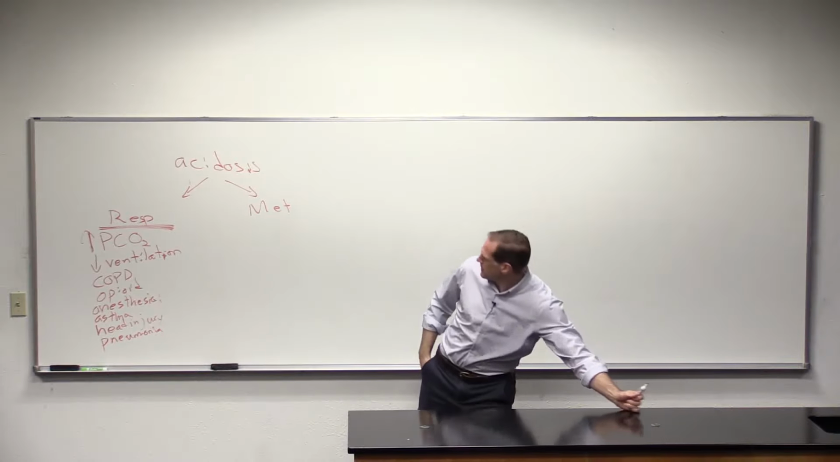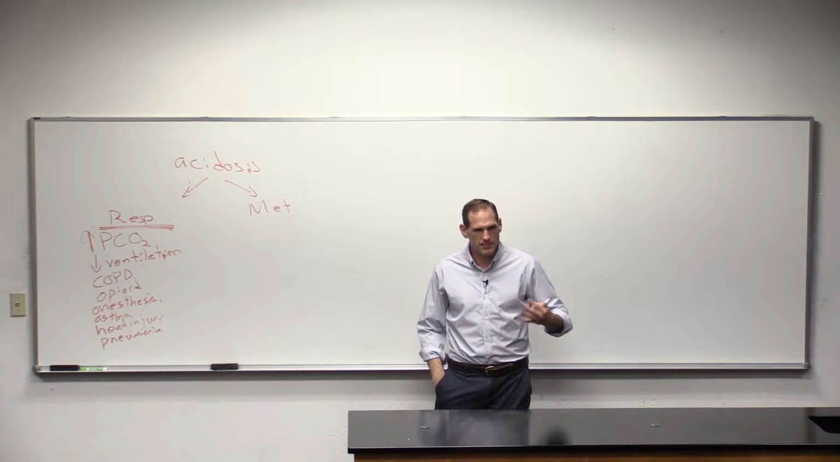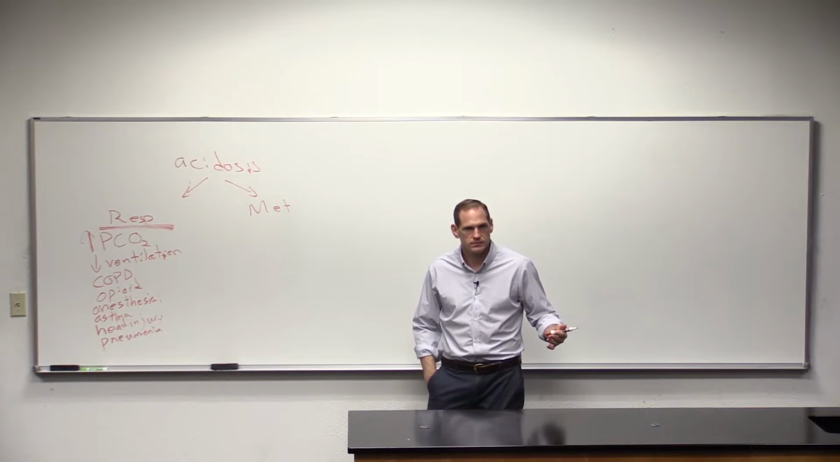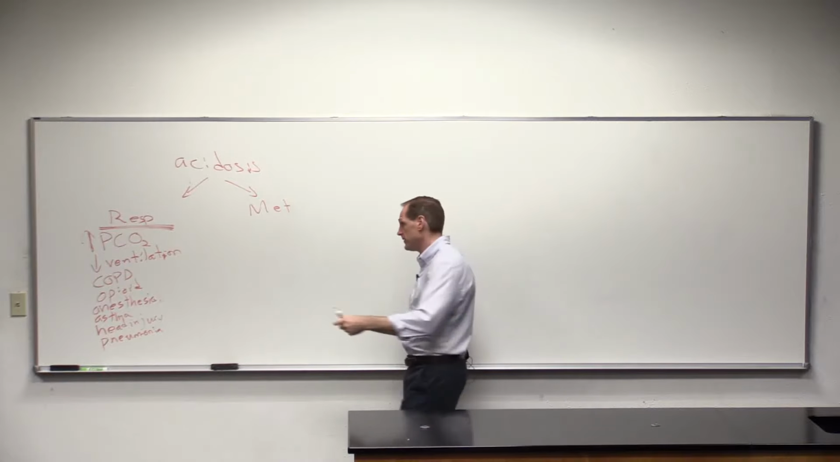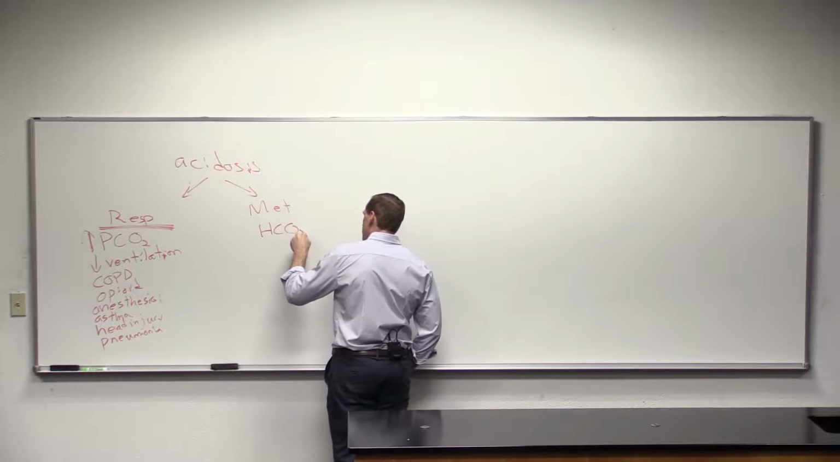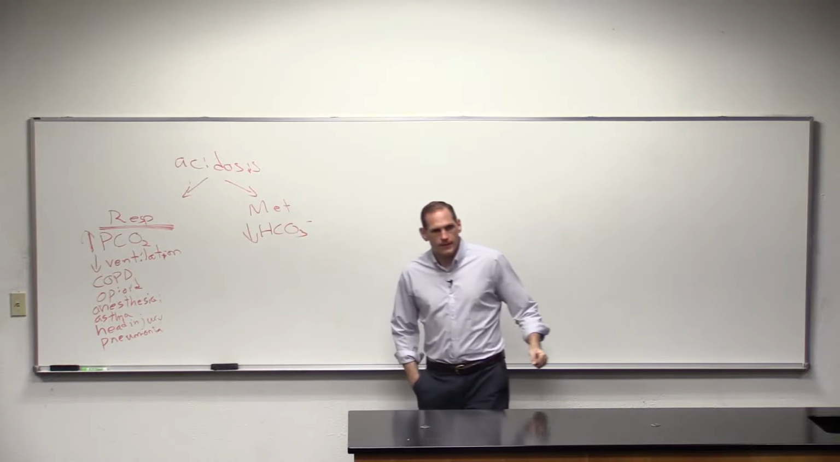Now, what about metabolic acidosis? What would we see here? What's the primary lab indicator? Well, it's bicarbonate, and it's going to be high or low? Low. All right.